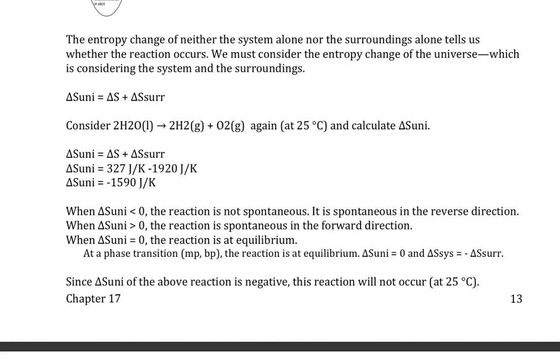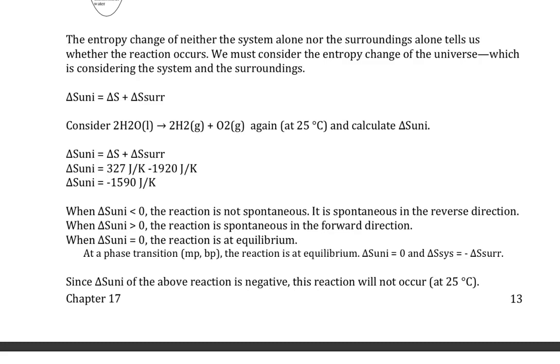When delta S of the universe is less than 0 for a process, that process or reaction, we could say, is not spontaneous. It turns out it's spontaneous in the reverse direction, but of course we have to have those products as reactants to be able to react. When delta S of the universe is greater than 0, the reaction is spontaneous in that forward direction. When delta S of the universe is equal to 0, the reaction is at equilibrium. We could say the battery is dead.